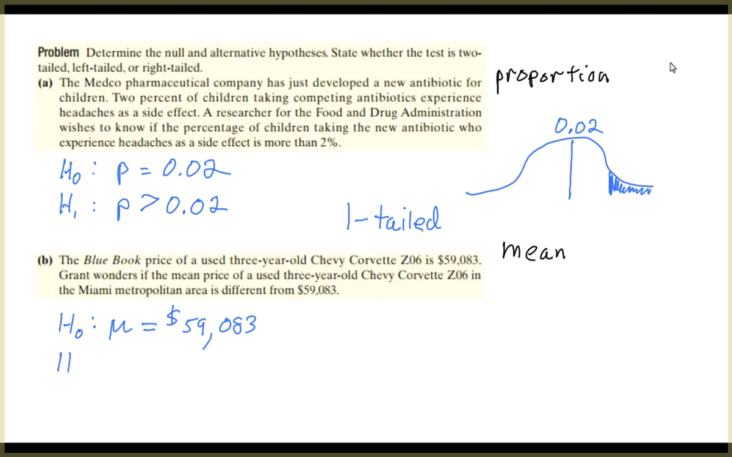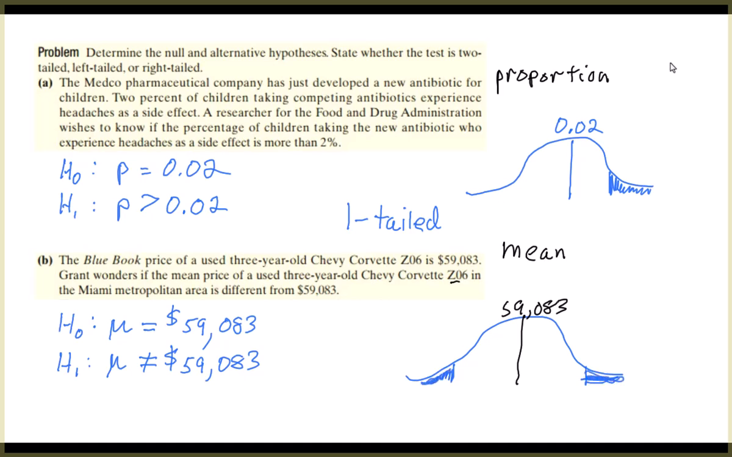What's the alternative? That no, it's different. So it's not equal to that. It could be higher, it could be lower. We just think it's different. So we're going to do a hypothesis test. One tail or two? Silly drawing. There's the middle. It could be out there on the fringes on either side.